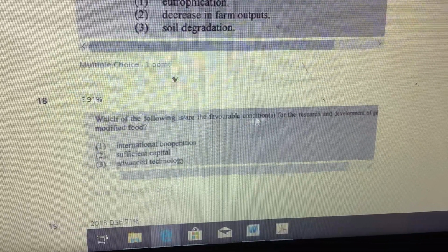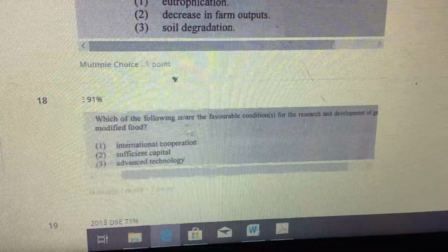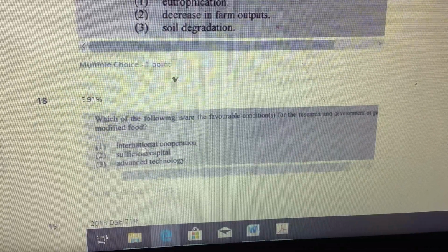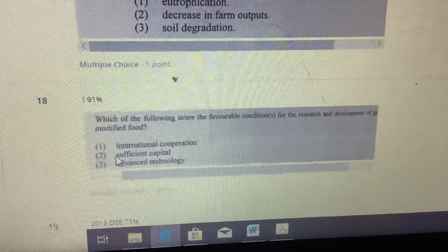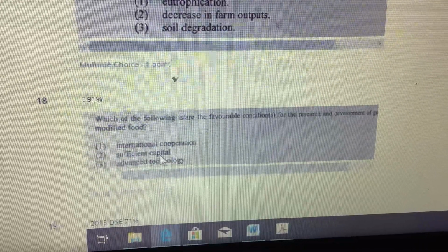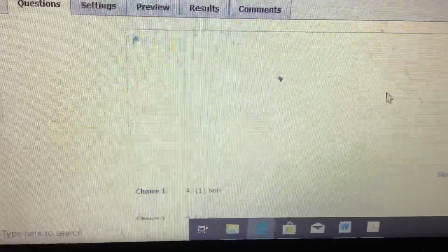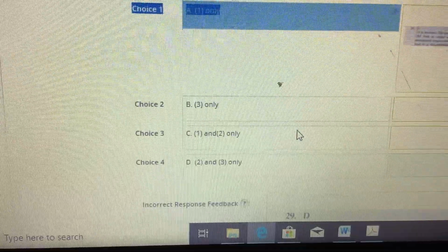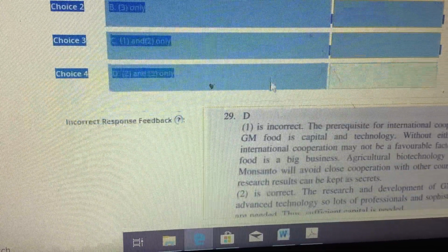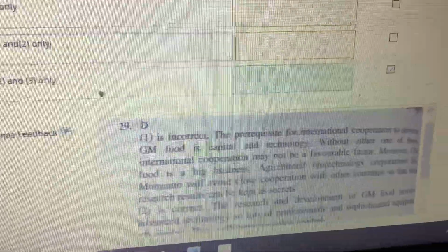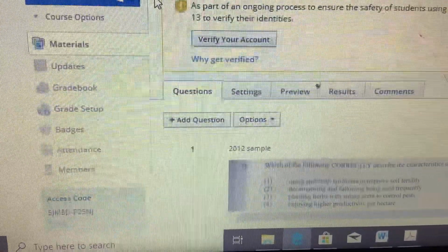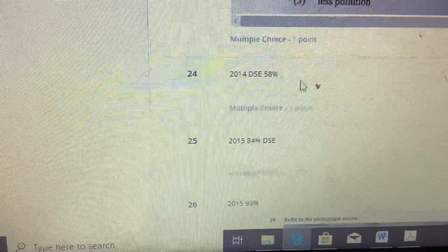What are the favorable conditions for the research and development of genetically modified food? Number 1, international cooperation. Is it? Yes. Sufficient capital. Yes. Advanced technology. Because all are correct. All are correct is the easiest question. Huh? Number 2. International cooperation is not correct. Mr. Leung really no good, okay, but I don't have the choice to pick. So next one.